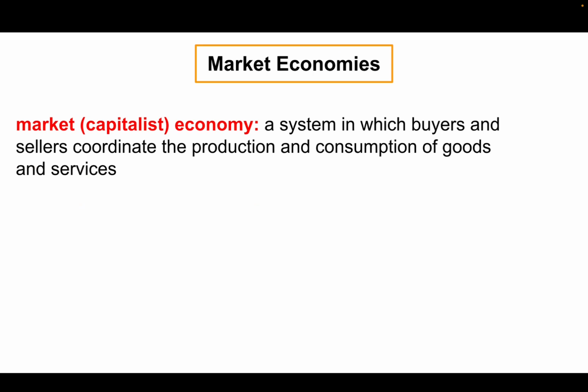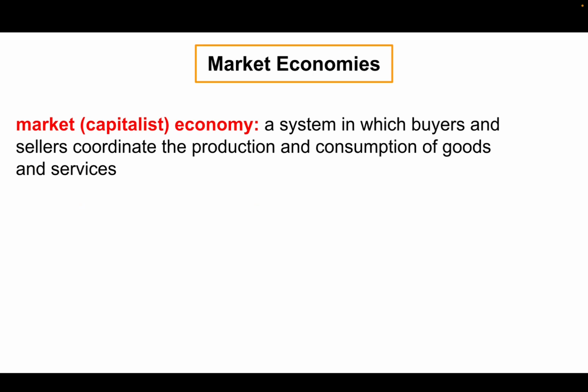So, with that in mind, let's turn to the first of two economic systems we're going to look at in this video, and that's market economies. A market economy, sometimes called a capitalist economy, is a system in which buyers and sellers coordinate the production and consumption of goods and services. So, buyers and sellers are determining what to produce, how to produce it, and who gets it, right?